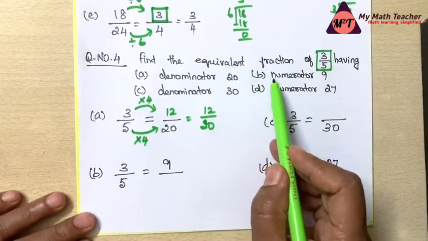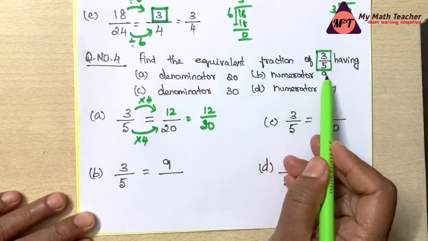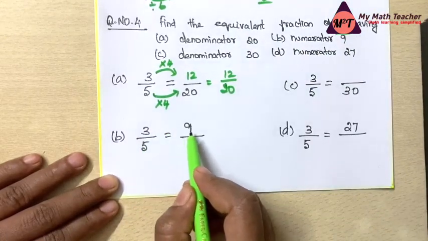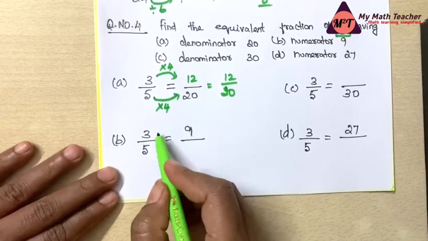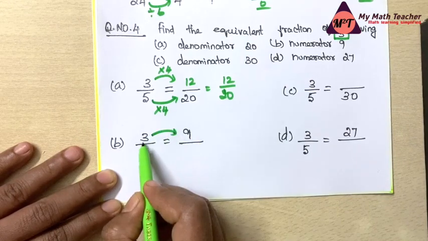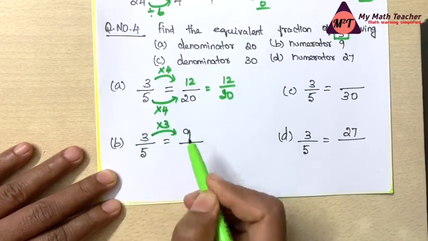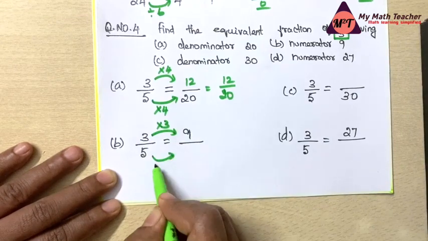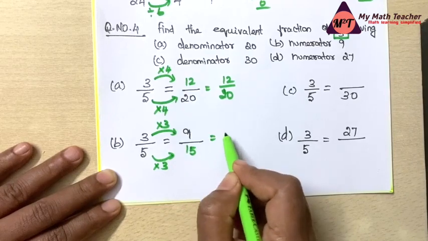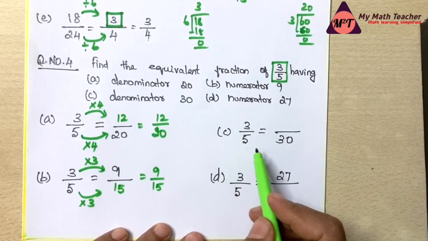Next subdivision, which is the same 3 by 5, equivalent here is numerator should be 9. So 3 by 5 equivalent, the numerator should be 9. So now what will be the denominator? Let us find. So 3 to 9, again it will be multiplication because this is smaller one. Multiply by 3. 3 3s are 9. The same perform here. Multiply by 3. 5 3s are 15. Now the equivalent fraction is 9 by 15. Next, 3 by 5.